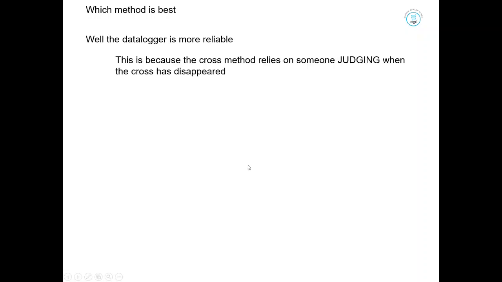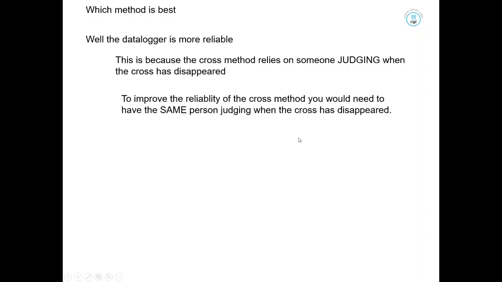Okay, I'm finishing off now by talking about the use of data loggers. Which is better, a data logger? Well, obviously, but why? Well, it's reliable. Anything that has judgment involved, for example judging when the cross disappears, is prone to human error. If you haven't got a data logger, one way around that is to have one person who judges when the cross has disappeared. You probably won't get use of a data logger because they're too expensive, so you will rely on that.